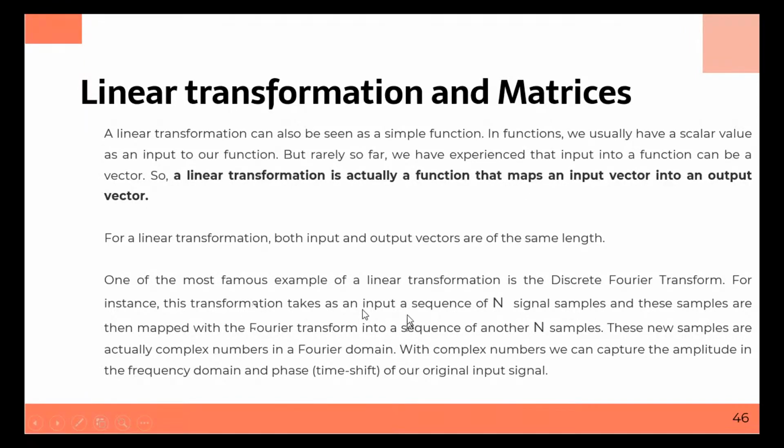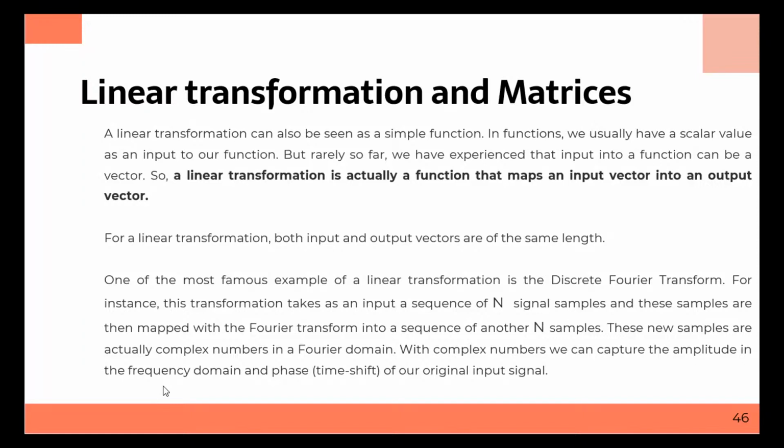This transformation takes as an input a sequence of n signal samples, and these samples are then mapped with the Fourier transform into a sequence of another n samples. These new samples are actually complex numbers in the Fourier transformation domain, or Fourier space. With complex numbers, we can capture the amplitude. I hope all of you know amplitude; we discussed it.